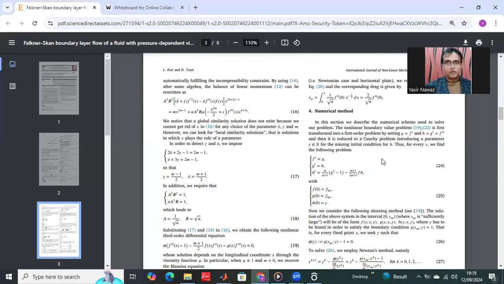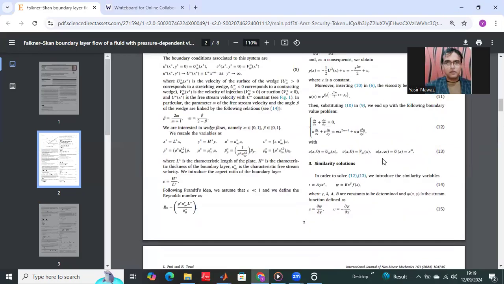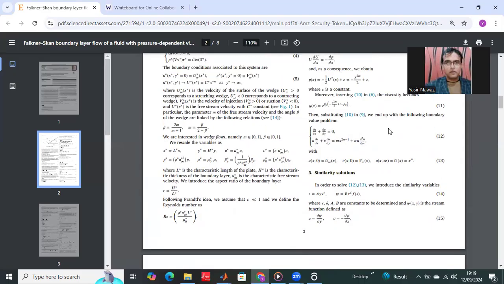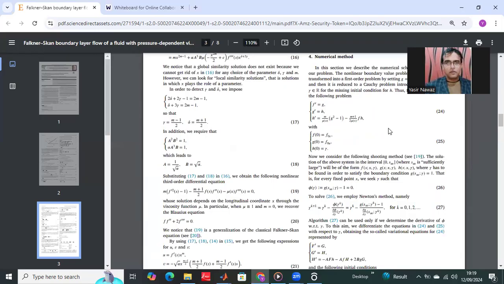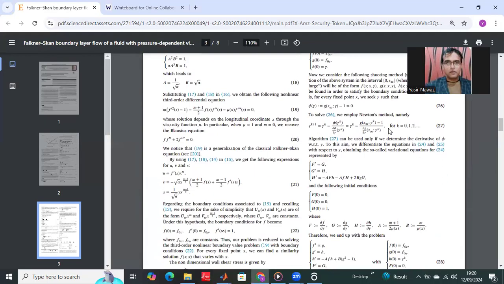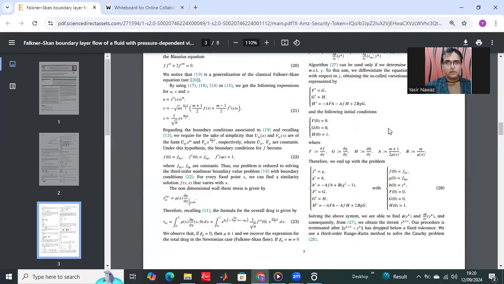So this problem was obtained from the flow over the wedge. It's a Falkner-Skan flow, and it was reduced to equation 19 with the boundary condition 22. Then using some method for this kind of problem, equation 28 is obtained. In equation 28, you can see one initial condition is not given, h of 0, which is equal to some unknown parameter. The remaining initial conditions are given. There are six equations in 28 and there are six initial conditions.